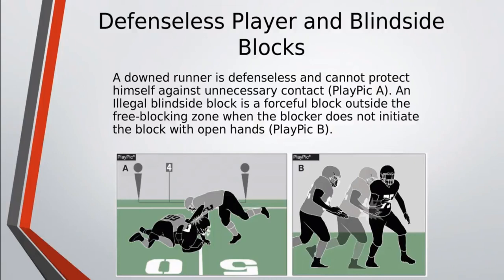A down runner is defenseless: he cannot protect himself against unnecessary contact and an illegal blindside block. This first one, in play pick A, we see this a good bit. The runner's down and you'll have a player coming in, especially with the head down. I really don't like that. I think it's a very dangerous play, and it's something we need to get out of the game. If the runner's down and a guy comes in late, we need to flag that. We need to flag it early and get that out of the way, because they really don't need to be doing that.